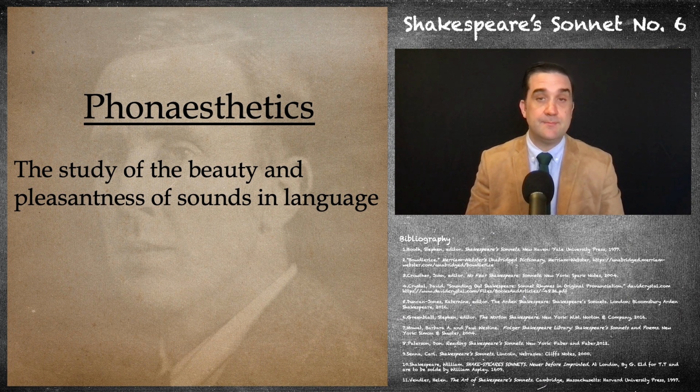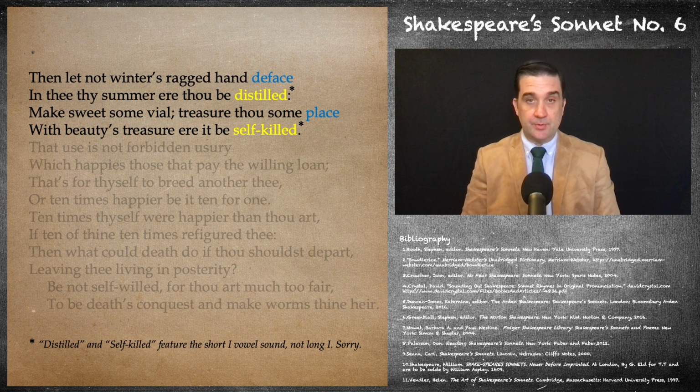Shakespeare, naturally, is a master of them all. Let's look at this first quatrain for some examples. The most obvious example of phonaesthetics here, this is a sonnet after all, is the rhyme scheme. And this is the Shakespearean or English sonnet, so the rhyme scheme for the first quatrain is A, B, A, B. The A rhymes are "deface" and "place," and the B rhymes are "distilled" and "self-killed."